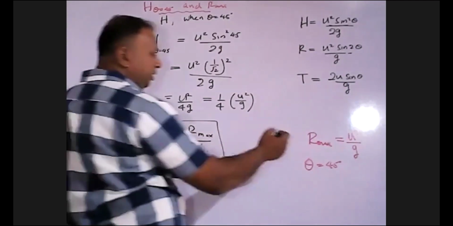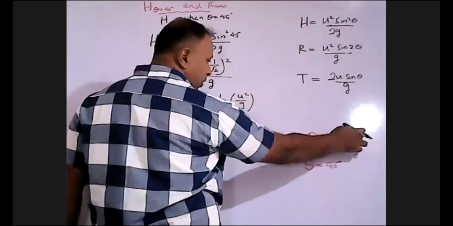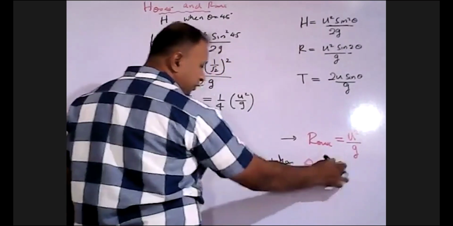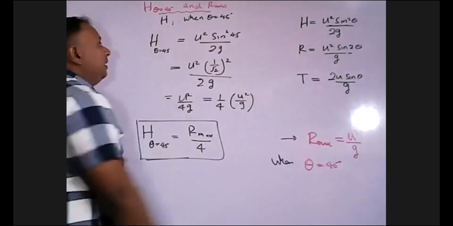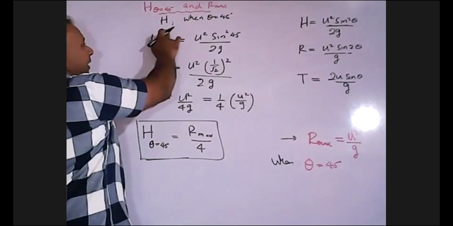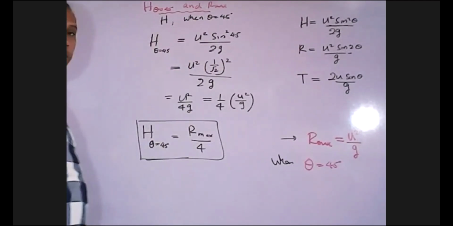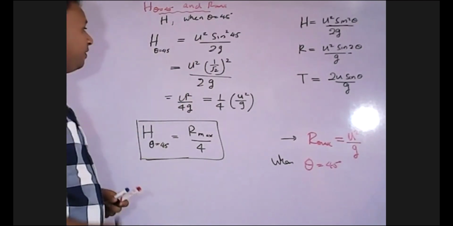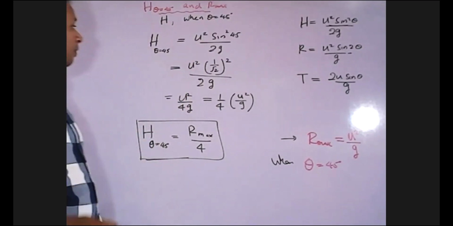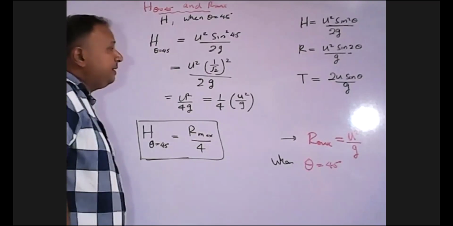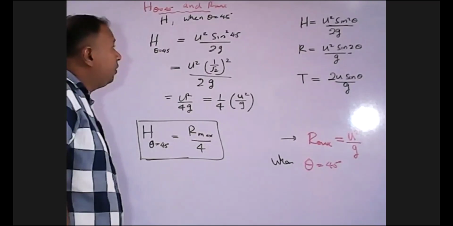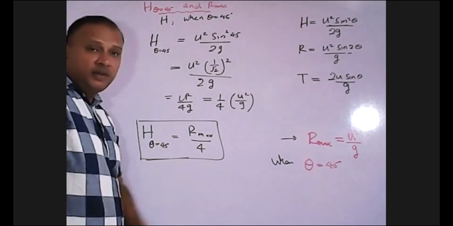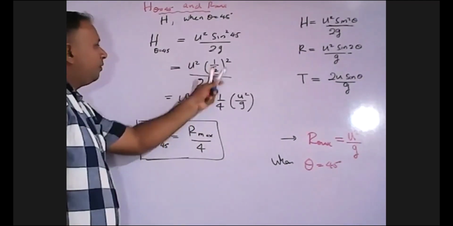You can start from here. R max is equal U squared over 2G when theta equal 45 degree. Then right from here, H when theta is equal 45. You know the equation for H. It is equal to U squared sin squared theta over 2G. Then you can apply sin squared theta because I know theta is equal 45 degrees. So sin 45 is 1 over root 2, 1 over root 2 square.